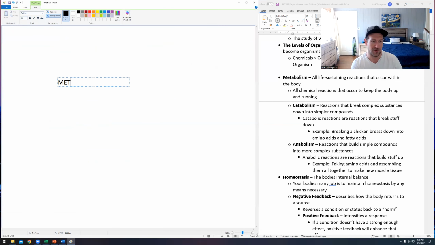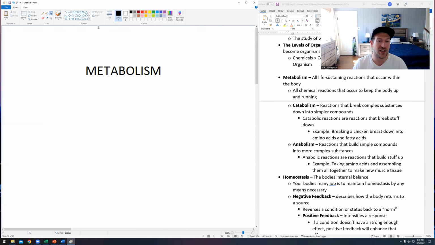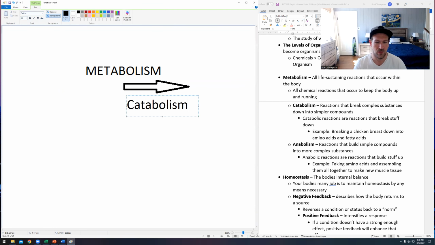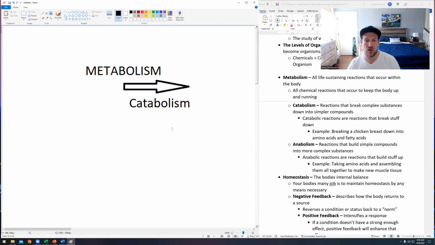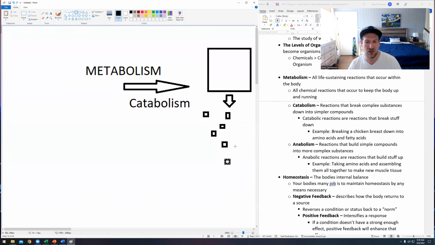So we think about metabolism in general here, right? If we just put this here, it goes in two directions, right? You've got catabolism. We'll put that going this way. So we'll say that this is catabolism, and that's breaking stuff down. That's taking something really complex and breaking it down into individual little pieces, right? Arrow here, breaking it down into little tiny pieces. That's a catabolic reaction.